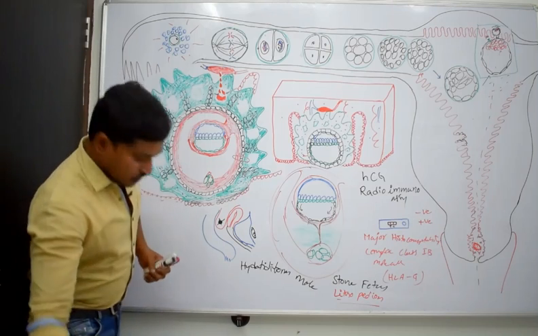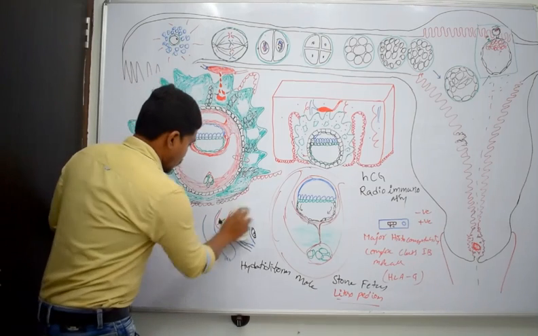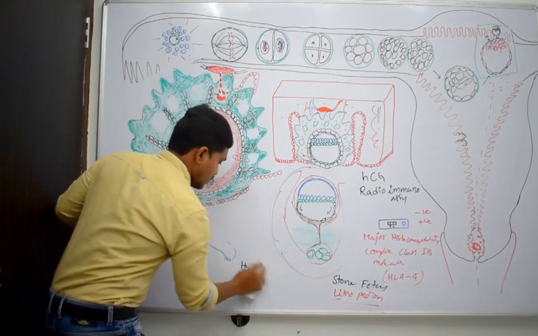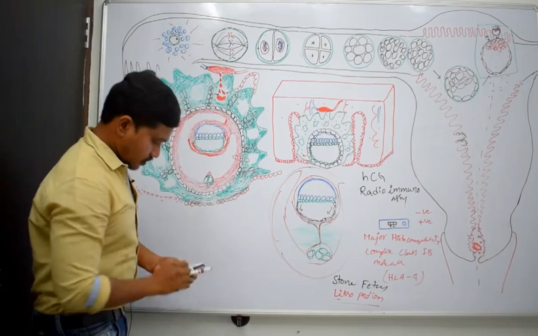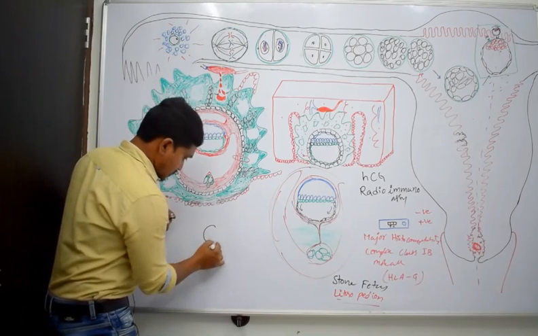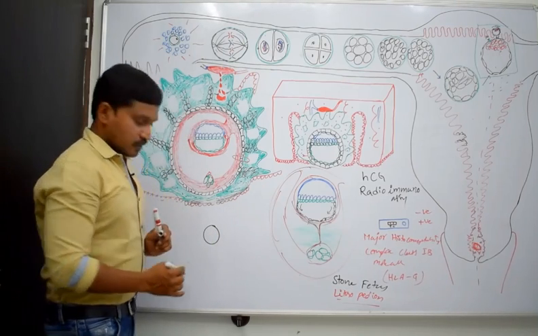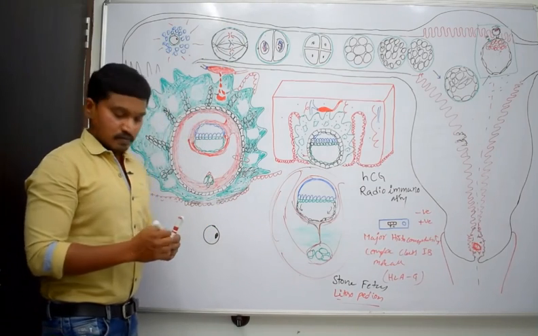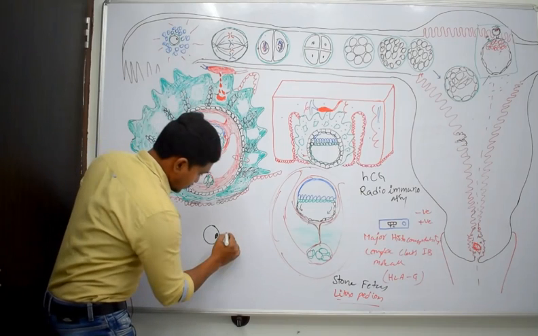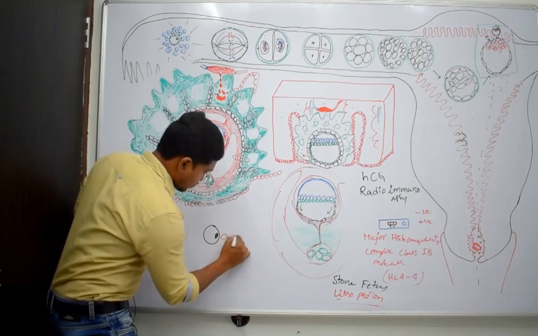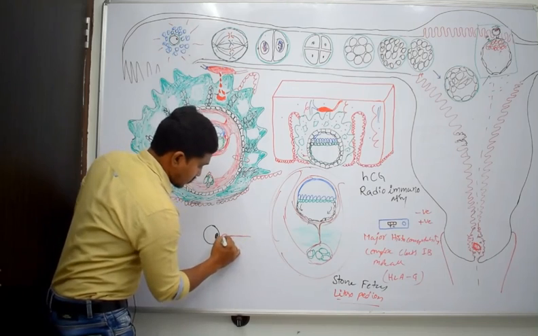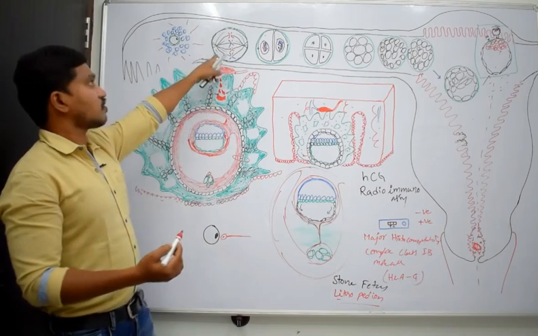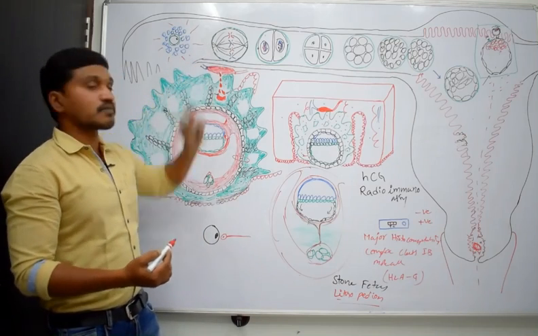See here, usually male and female gametes unite to form the zygote, that we know, right? See here, this is the female gamete, that means the ovum with nucleus, and this is the sperm with nucleus. If these two unite and form a zygote, that means this is a normal zygote.